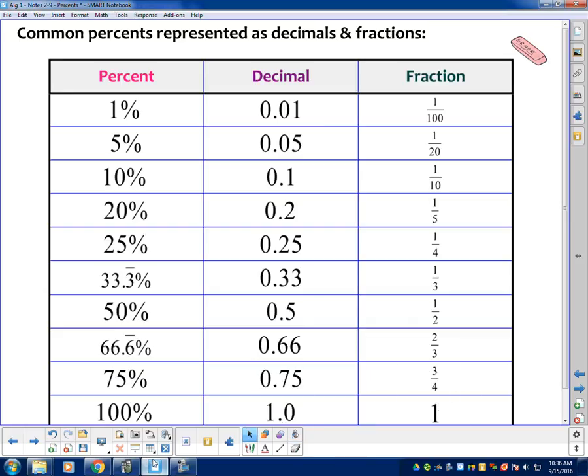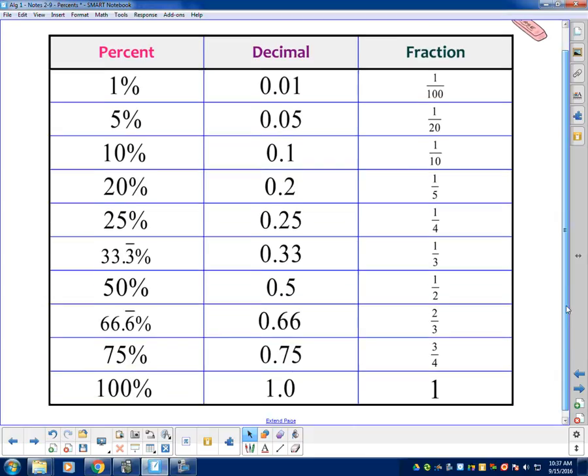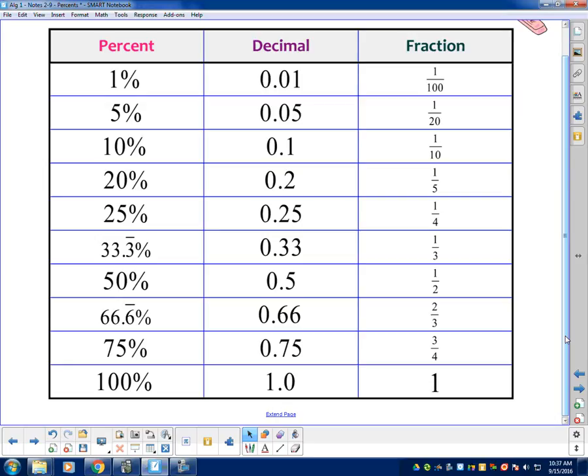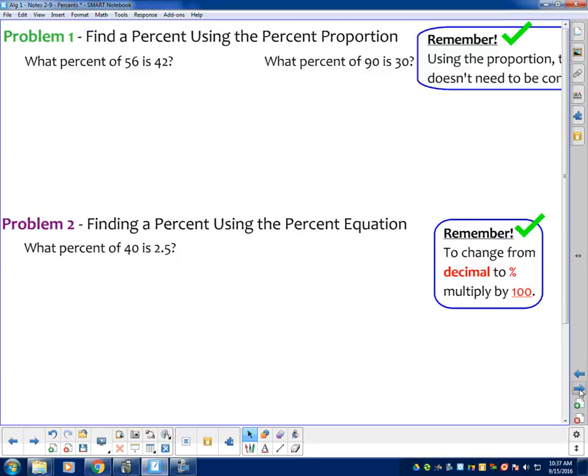You should notice that when you get to 100%, that's the same as 1 whole, and so the fraction is just 1. So hopefully this table makes sense. Like I said, you can go ahead and pause the video and fill in the table. And we're going to go on to some practice problems.